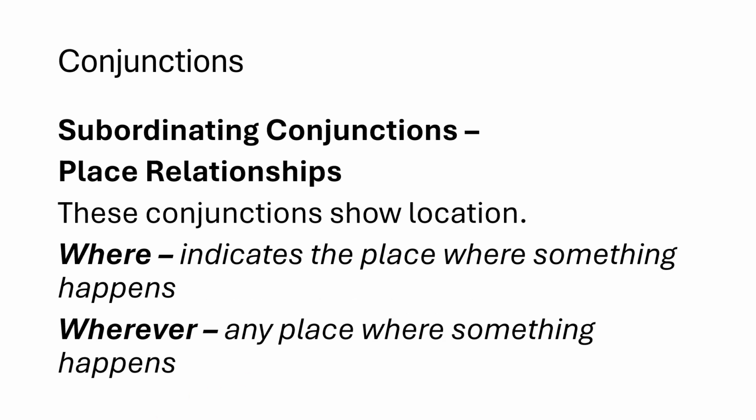These subordinating conjunctions show place relationships. These conjunctions show location. Where indicates the place where something happens. Wherever. It is any place where something happens.